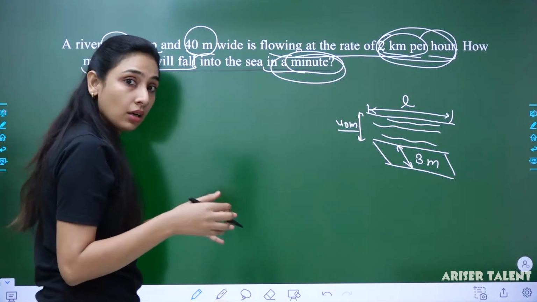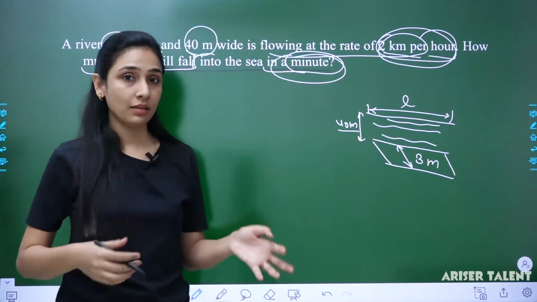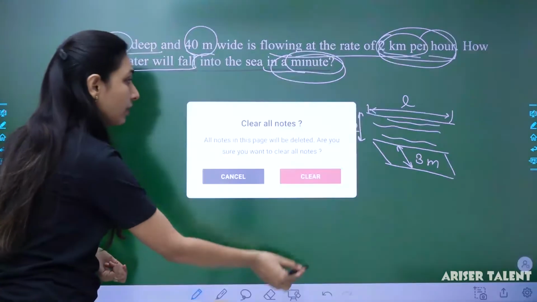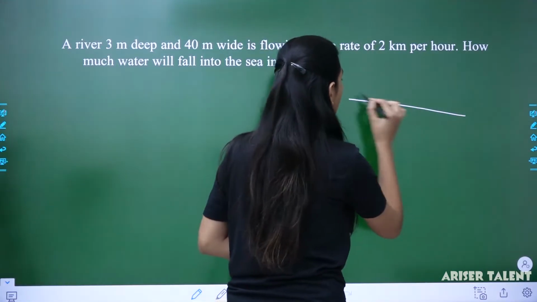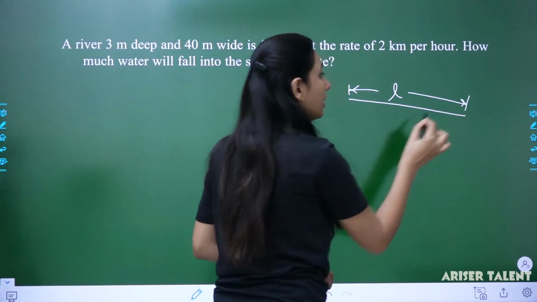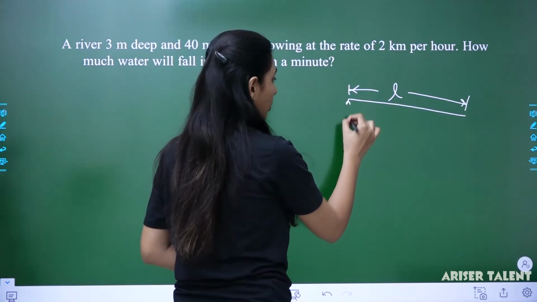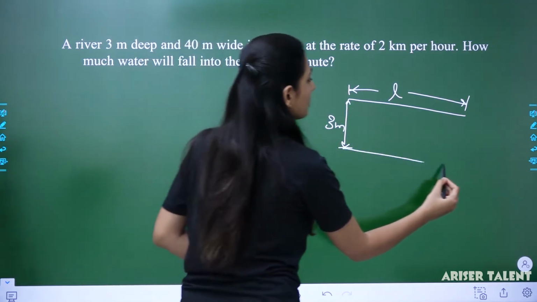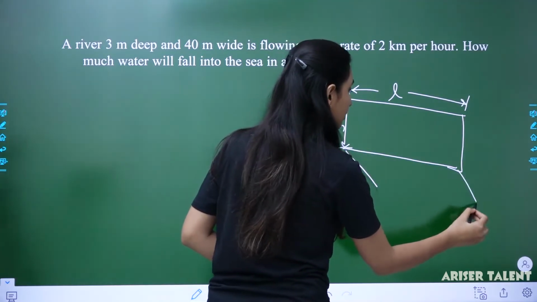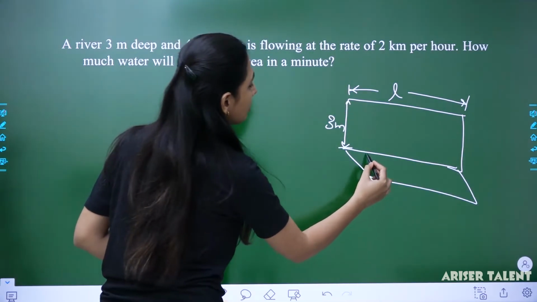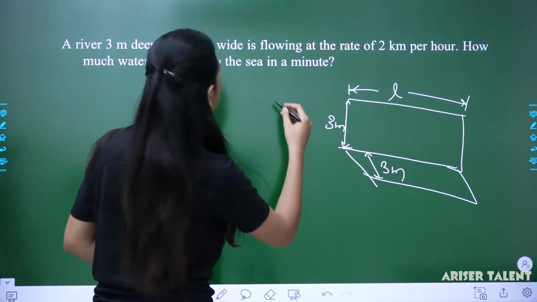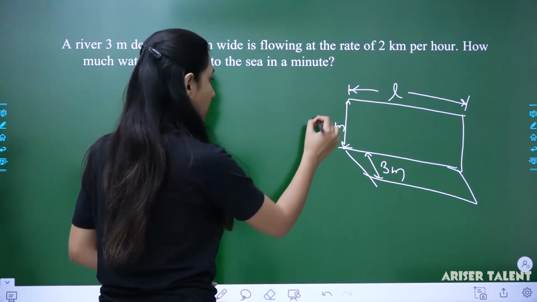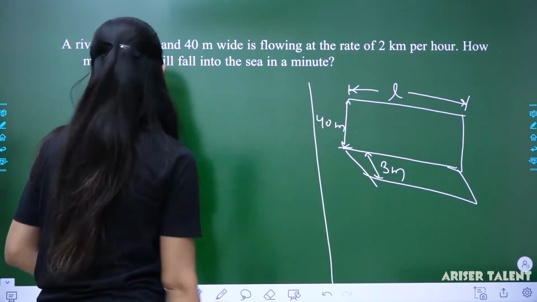Okay, so in a minute, the amount of water that the river stores will be the length of it. So we'll solve it accordingly. Assuming some length is here, in 1 minute, the width is given to us, which is 3 meters, and the depth is 3 meters, and the width is 40 meters.